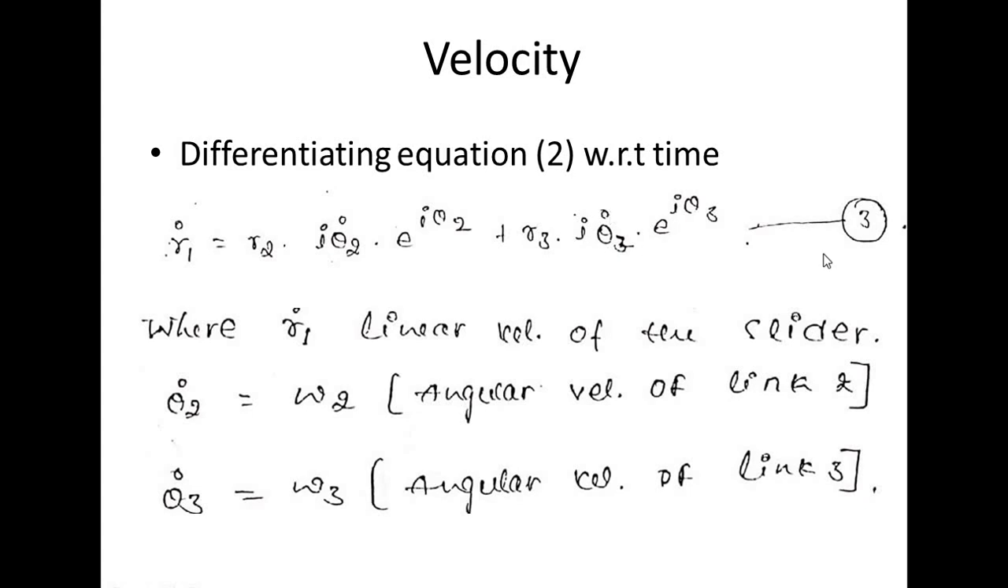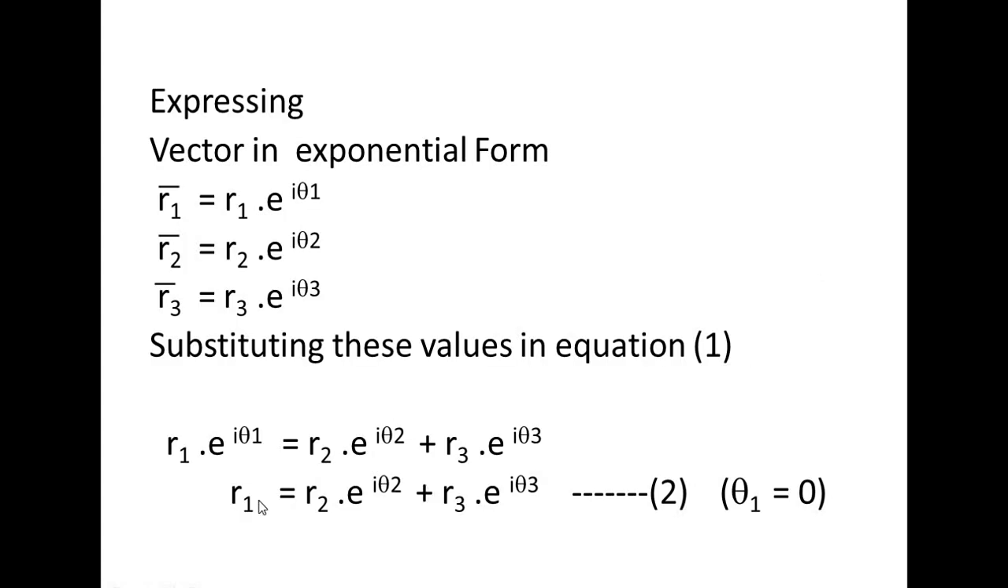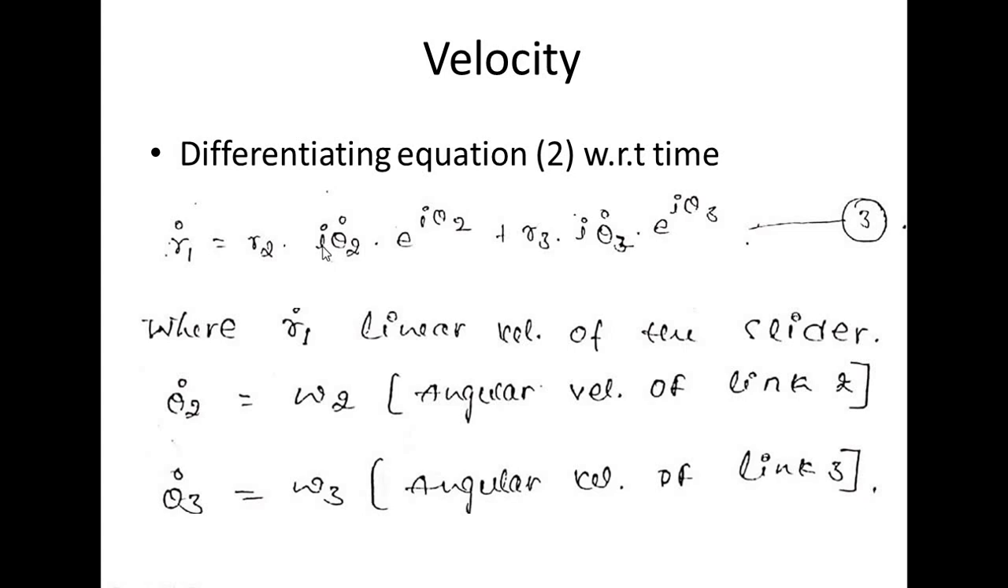So this is equation number 3. What we are doing is differentiating this with reference to time. So r1 dot is equal to r2 into I, the imaginary part, into theta 2 dot into e to the power of I theta 2, plus r3 into I theta 3 dot into e to the power of I theta 3. This equation you call equation number 3. Here r1 dot is the linear velocity of the slider.